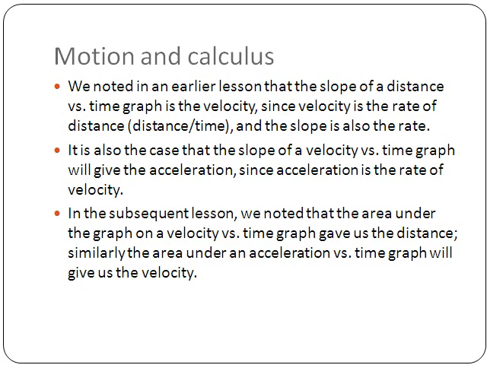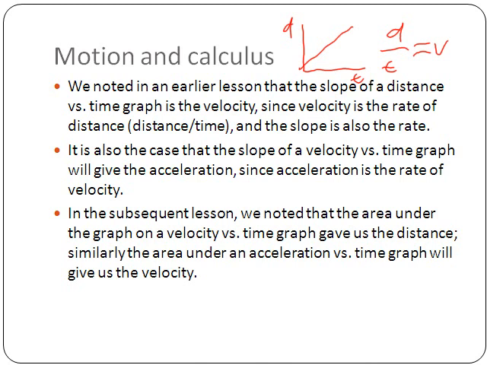So in our first lesson on velocity, we noted that the slope of a distance versus time graph is the velocity, because velocity is the rate of distance, that is distance versus time, and the slope is also the rate. If we have a distance versus time graph, distance up here and time right here, and some object that has a velocity, so its distance is increasing, then the slope is rise over run. The rise is distance, the run is time, and so distance over time is the slope, but that's also equal to velocity. And so the slope is equal to the velocity here.